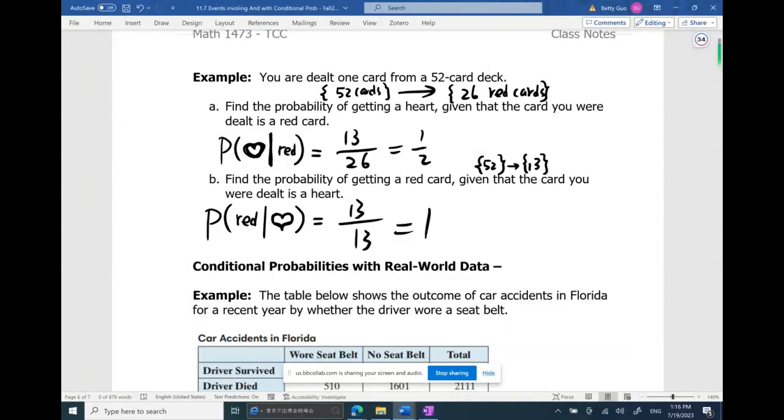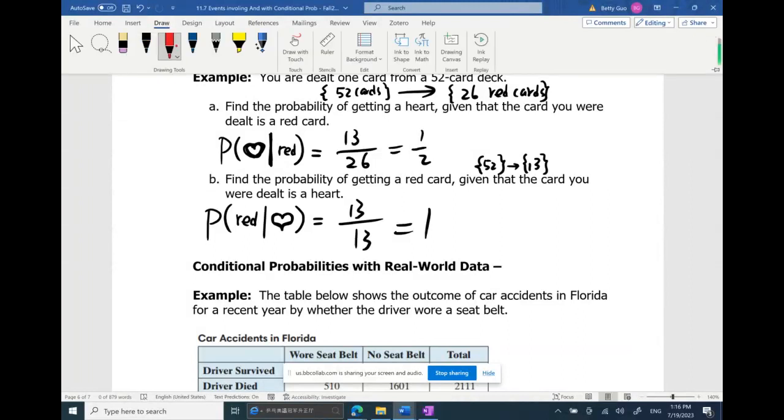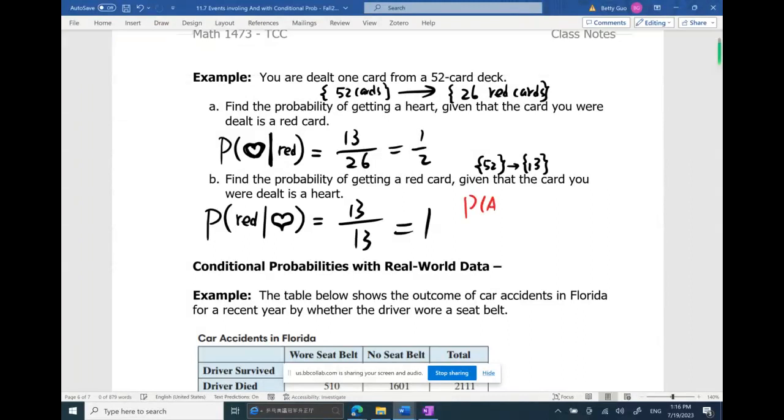100%. Because all the red cards are 100%. As you can see, this question tells us in general, P of A given B and P of B given A are not the same. In general, not the same. Occasionally, by coincidence, they might be the same value-wise, but in general, those two conditional probabilities are very different.